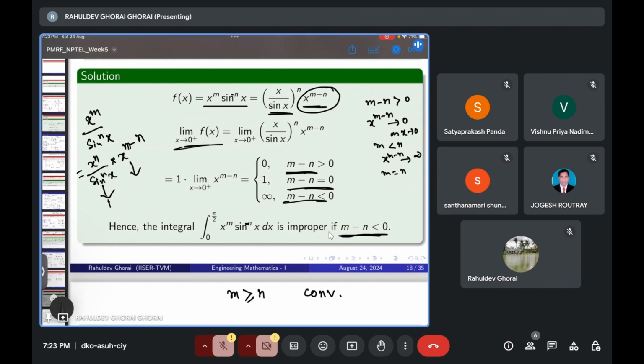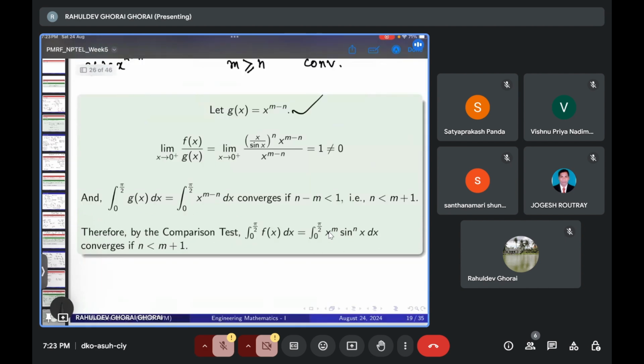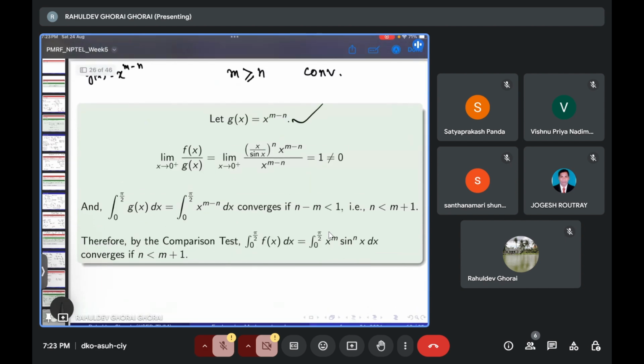So now when m is less than n, we take a g(x) function as x to the power m minus n, like we took. It's already done, so we don't need to do it again. So g(x) is x to the power m minus n, and if you take the limit as x tends to 0 plus of f(x) over g(x), that limit will be the limit as x tends to 0 plus of (x over sin x) to the power n, which is always 1, and that is not equal to 0.